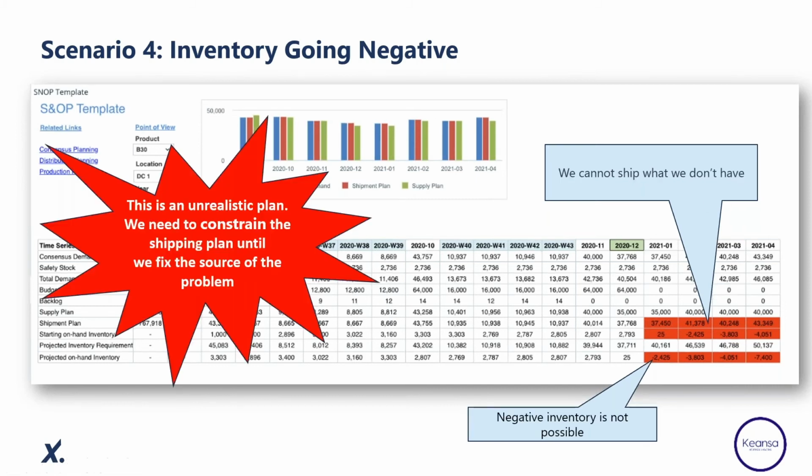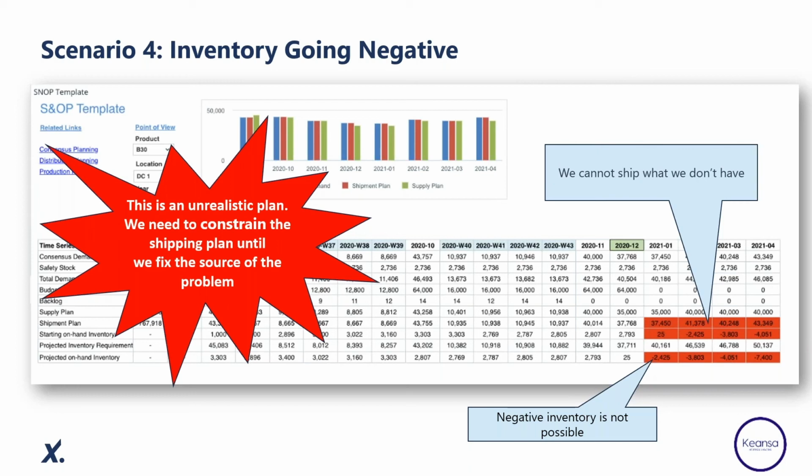We've got to change a couple of things possibly, but the very first thing we need to do is we need to constrain the shipping plan until we find out what the problem is and we fix the source of the problem. So the shipping plan, because we can't ship what we don't have, that's number one. We've got to constrain the shipping plan.